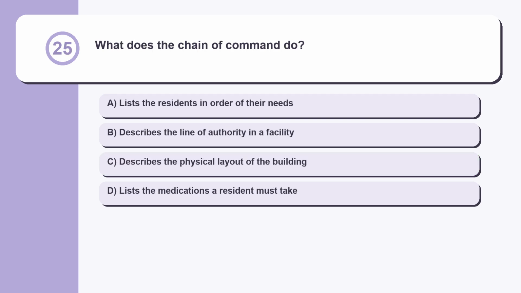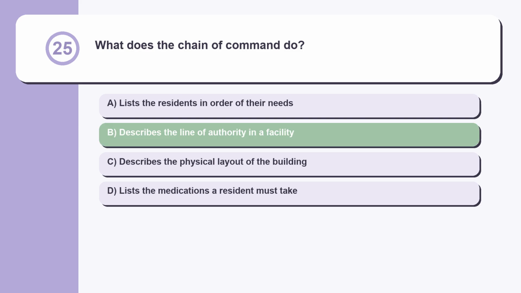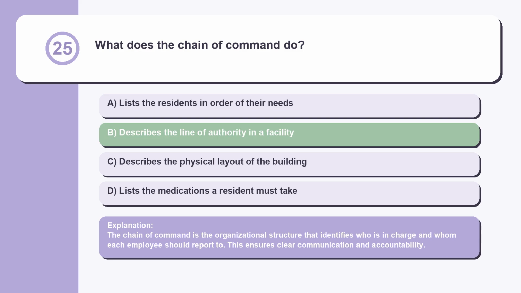Question 25. What does the chain of command do? Lists the residents in order of their needs. Describes the line of authority in a facility. Describes the physical layout of the building. Lists the medications a resident must take. The chain of command is the organizational structure that identifies who is in charge and whom each employee should report to. This ensures clear communication and accountability.